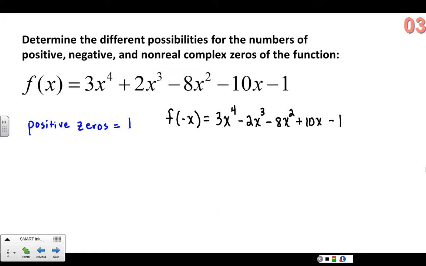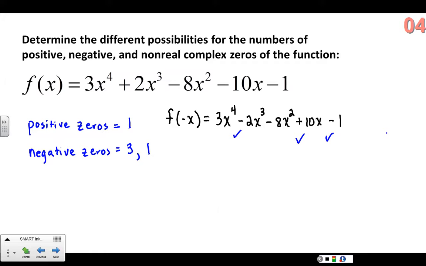So let's see how many sign changes we have, variations in sign. Positive 3 to negative 2, there's one sign change. Negative to a negative, that's not a change. Negative to a positive, there's another sign change. Positive to a negative, there is another sign change. So for the negative zeros, we could either have 3, or we could diminish that by 2, so 3 or 1.